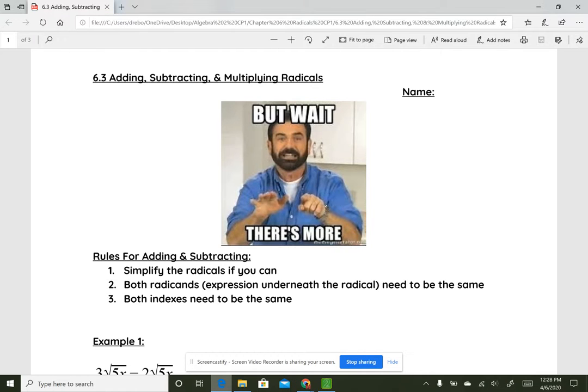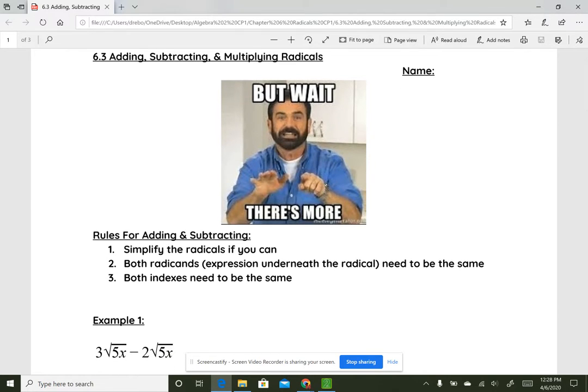Thanks for tuning in. We're talking today about adding, subtracting, and multiplying radicals. So this is in chapter 6 for us. We got 3 rules here, all right? First thing you want to do is simplify the radicals if you can. Second thing you want to do, both radicands, the expression underneath the radical, need to be the same, and both indexes need to be the same.